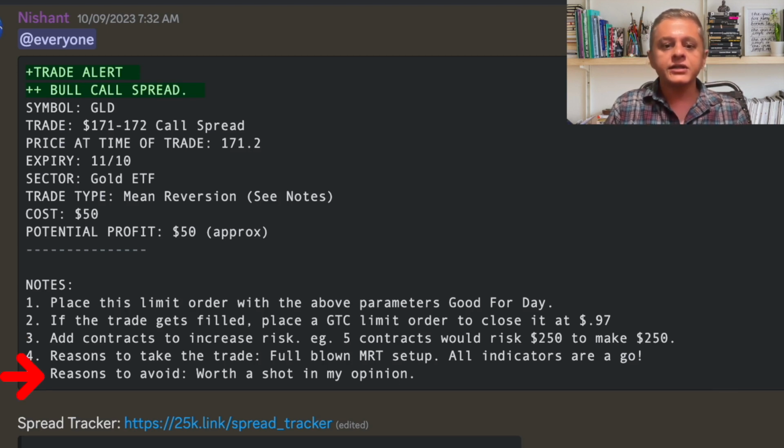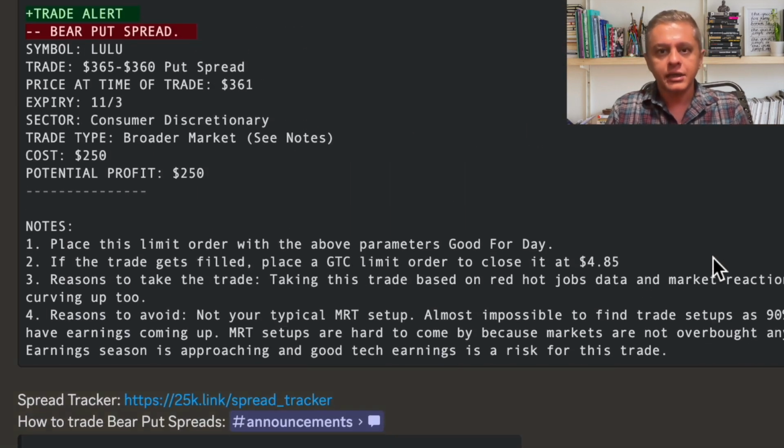And then I mentioned reasons to avoid. In this case, I've said worth a shot in my opinion. I can't find any reason to avoid this trade because it just looks that good to me. Now, obviously, just because it looks that good to me doesn't mean that it's going to be successful. But in this particular case, that's what I thought about this trade.